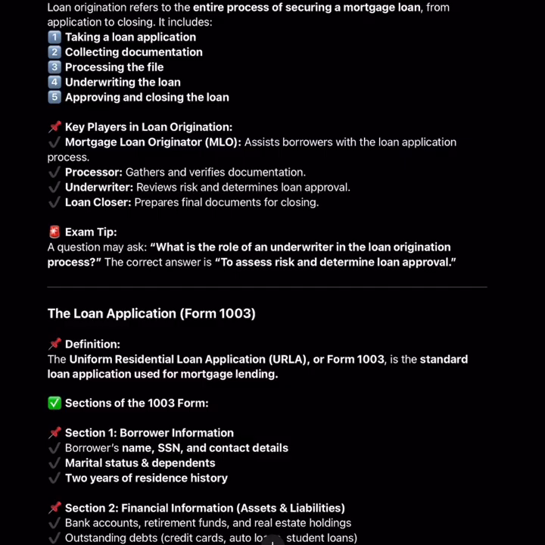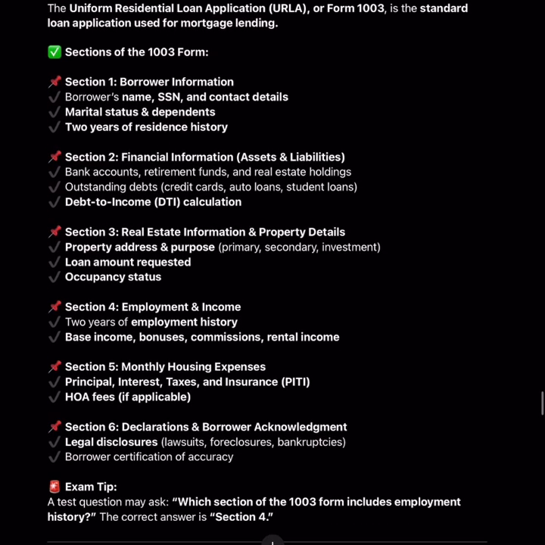The Loan Application Form 1003. Definition: the Uniform Residential Loan Application, URLA, or Form 1003, is the standard loan application used for mortgage lending. Sections of the 1003 form. Section 1, borrower information: borrower's name, SSN, and contact details, marital status and dependents, 2 years of residence history. Section 2, financial information, assets and liabilities: bank accounts, retirement funds, and real estate holdings, outstanding debts, credit cards, auto loans, student loans.